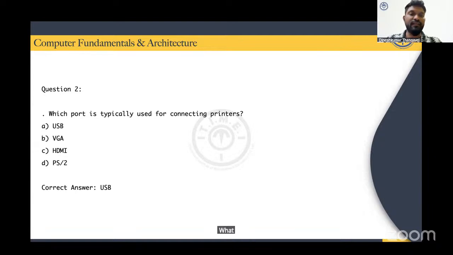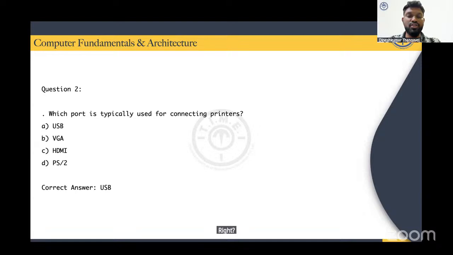What about the remaining options? VGA, used for monitor display, right? So if you'd like to connect a monitor, then the VGA port is used. What is HDMI? Audio and video output. You might have seen the projector's cable like 5 or 10 years back, only VGA. So it is used to connect the monitors, only the visual. Nowadays HDMI cables are used to give audio and video output, right?